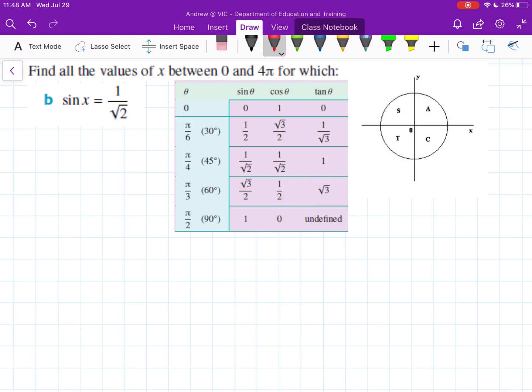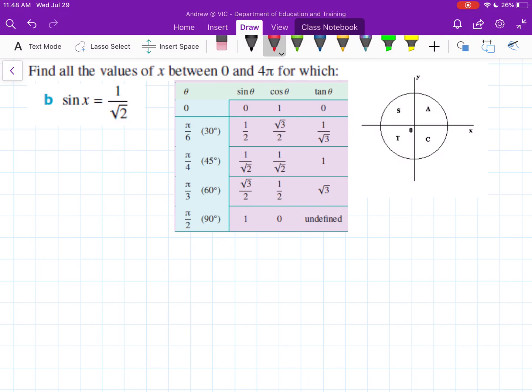So we've got a pretty straightforward one first. Find all the values of x between 0 and 4 pi for which the sine of x is equal to 1 over root 2. Okay, so first we need to work out where the sine of x is going to equal 1 over root 2. So where it's going to be a positive 1 over root 2.